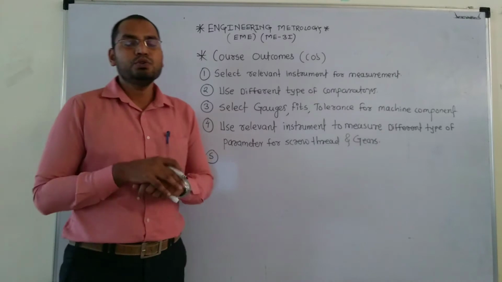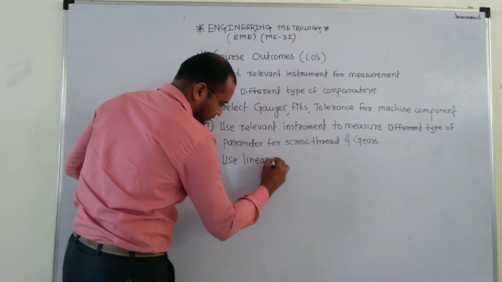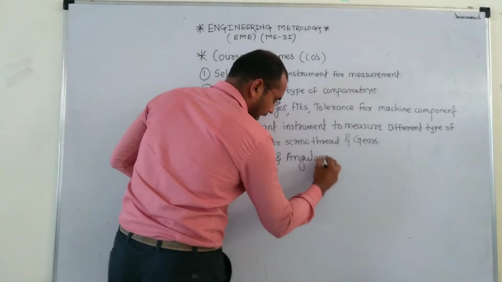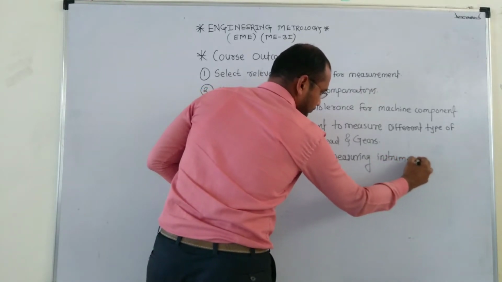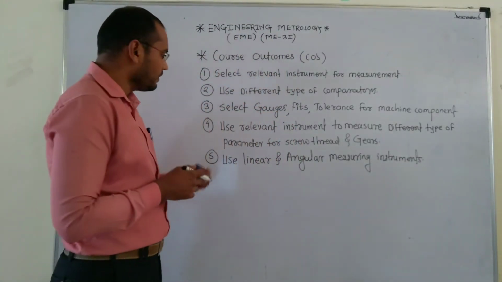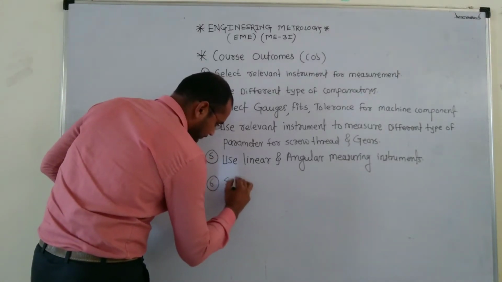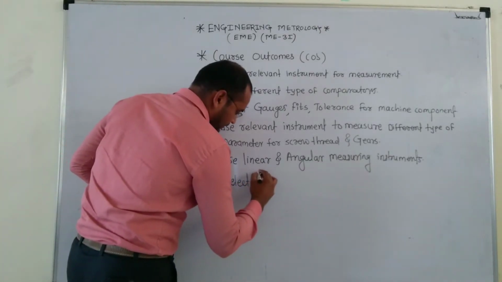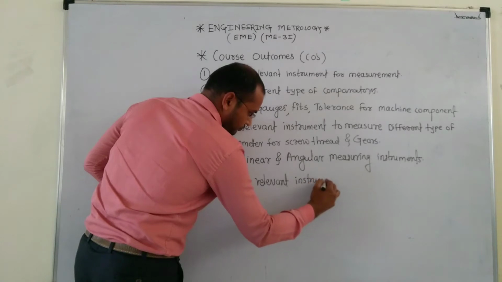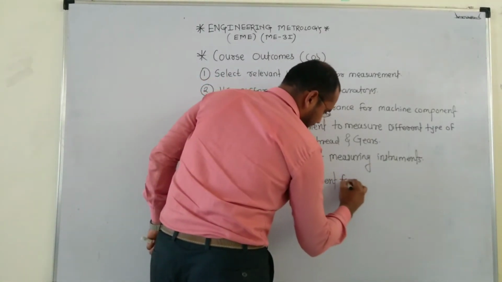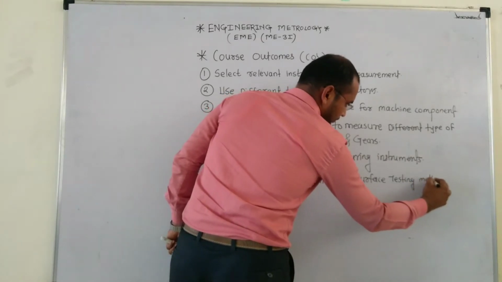Next, use linear and angular measuring instruments. And the last course outcome for this subject is select relevant instrument for surface testing method.